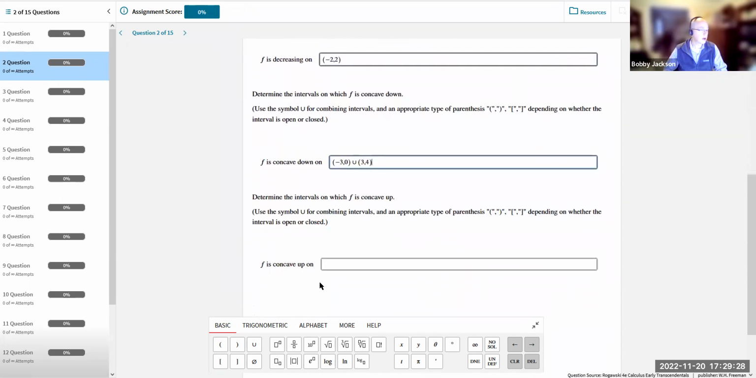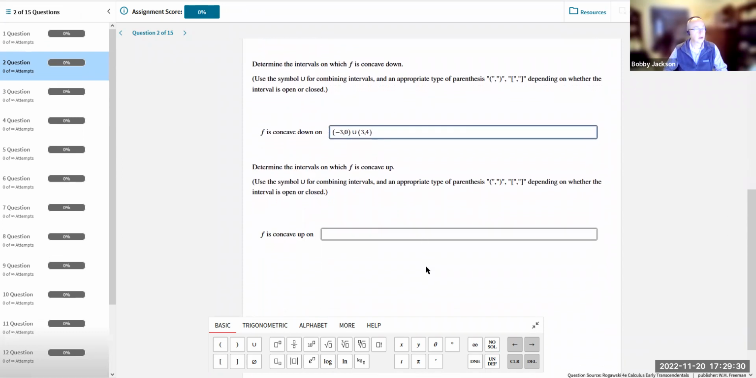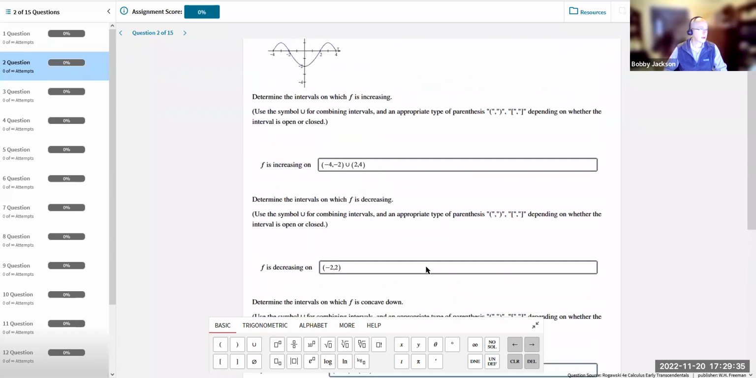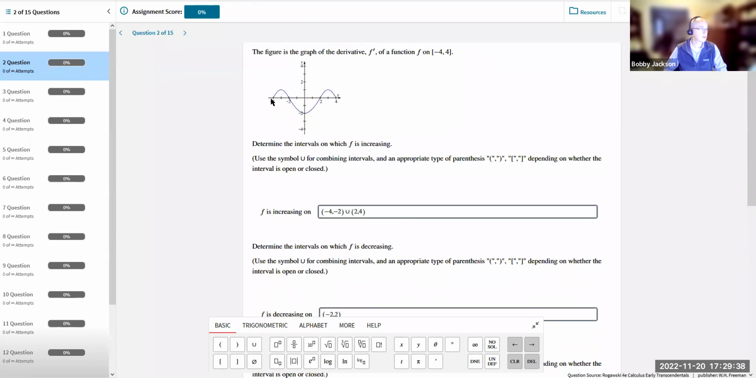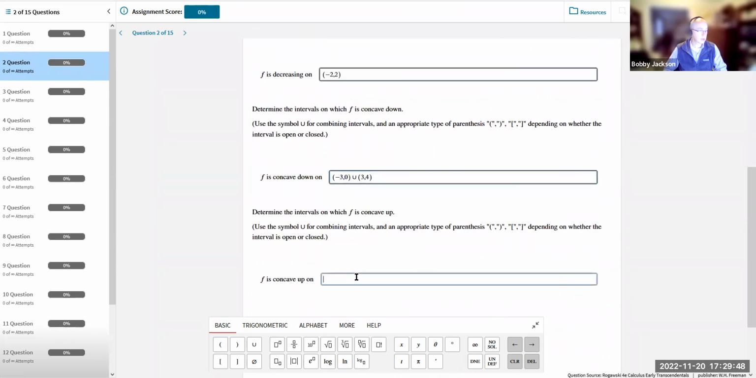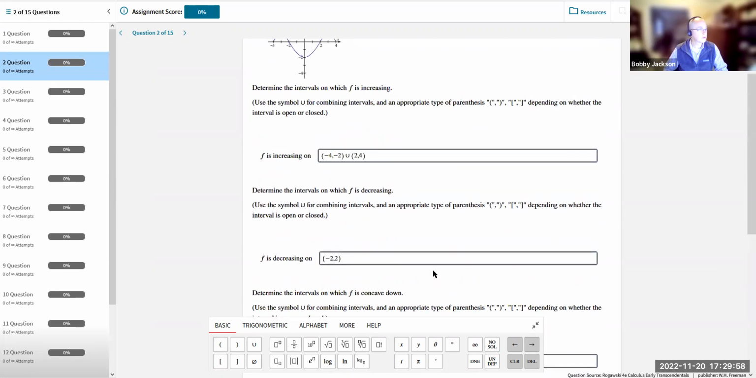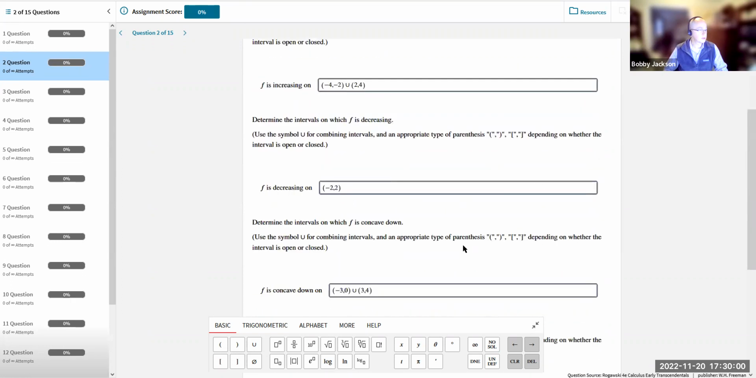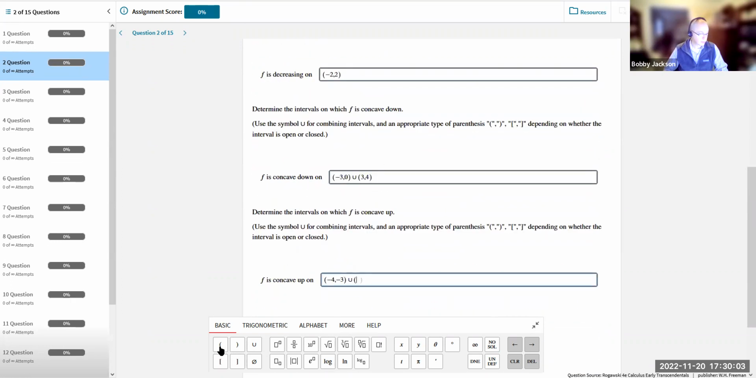the last one, concave up. Where is it concave up? It's concave up where the derivative is increasing. So where is the graph of the derivative increasing? From -4 to -3, and then again from x equals 0, it's going up, up, up till we get to x equal 3. So from -4 to -3, union, and what did I say, from 0 to 3? Yes, from 0 to 3.